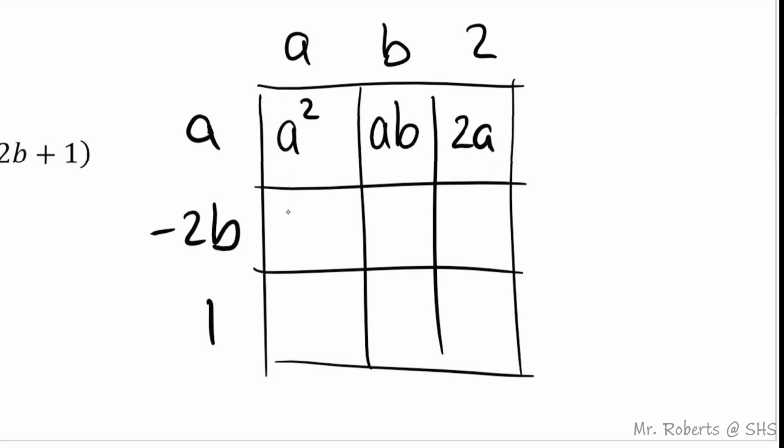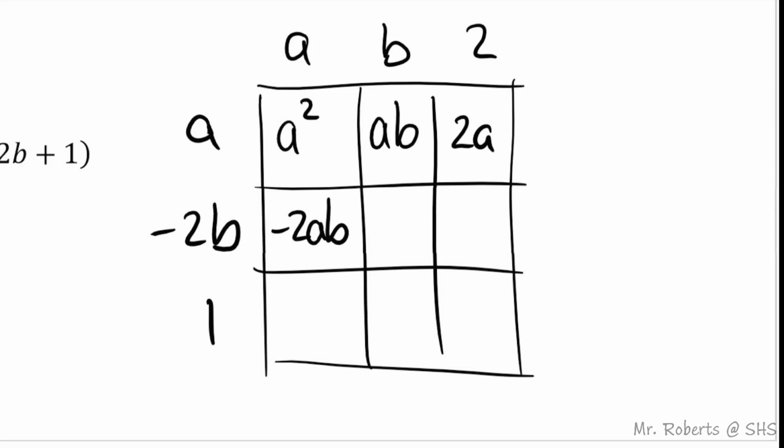Okay, next row down. a times negative 2b, I'm just going to say that's negative 2ab. And yeah, I moved around the things that are multiplying. I can because of the commutative property. I like how that looks better. So a times negative 2b is negative 2ba, or I wrote down negative 2ab.